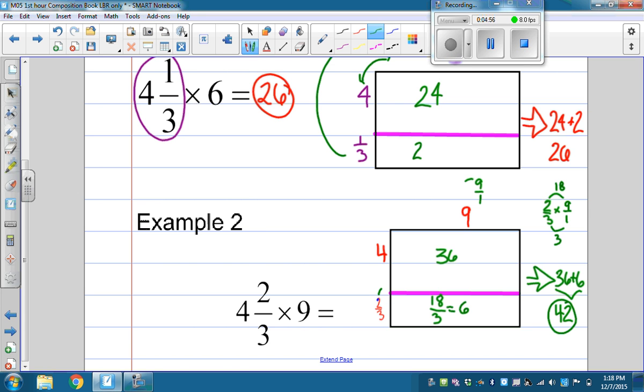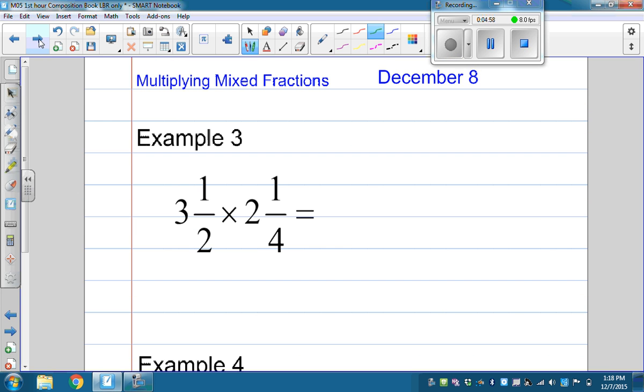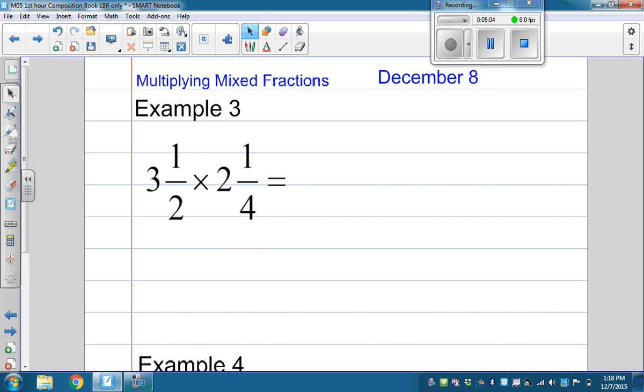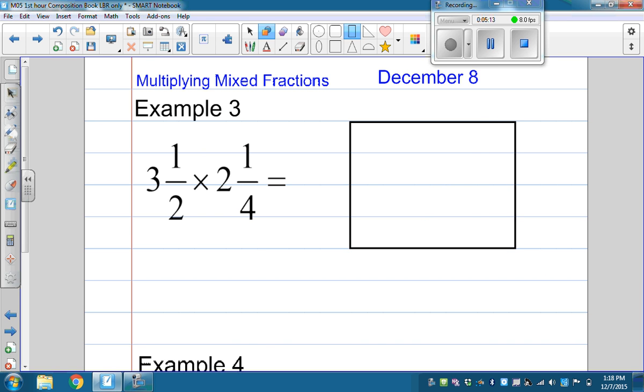So that's the basic problem, and then they get more complicated. So if we take a look at example 3, we now have a mixed number times a mixed number. But just going to do the same thing. We're going to make an area model. So here's the area model. It's just a rectangle. And I'm going to multiply 3 1/2 times 2 1/4.